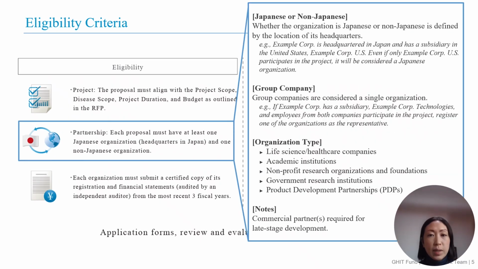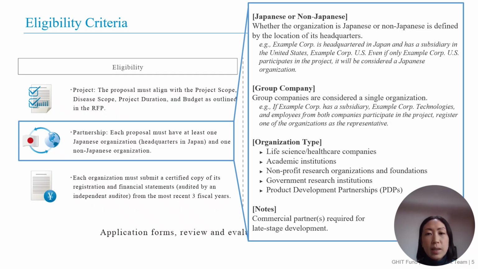In addition to project alignment, GHIT requires that proposals be submitted as collaborative efforts. Each proposal must include both Japanese and non-Japanese organizations. Let us break down this partnership requirement. Whether an organization is considered Japanese depends on the location of its headquarters, not its subsidiaries or offices. Group companies are treated as a single entity, so only one should be registered as a representative.